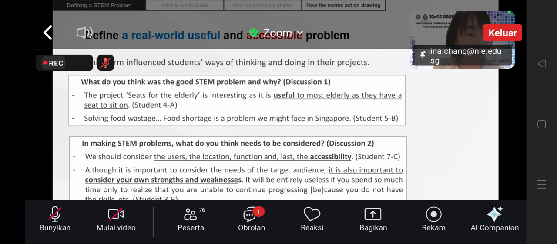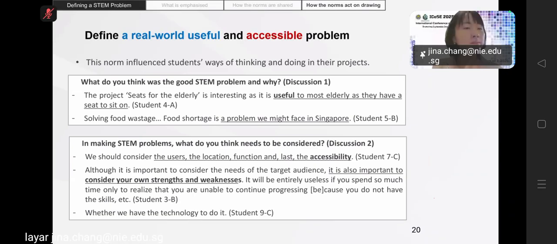And the students emphasize that it is also important to consider this project. Right? So in this way, we can see that the norms define a real-world useful and accessible problem influence the student learning process in their STEM project.